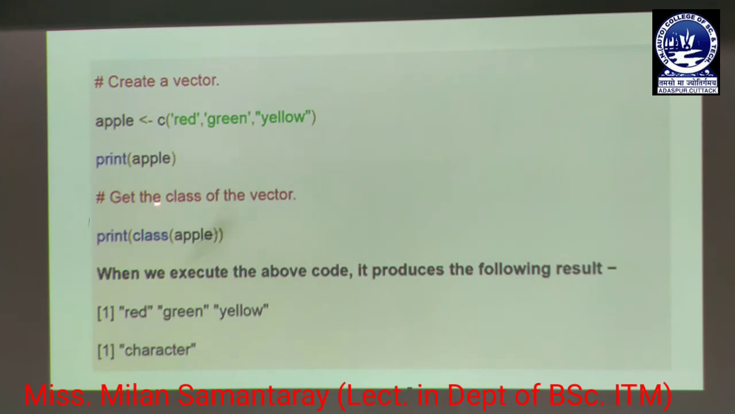But when we write in this format, print class of apple, then it will display the class of the values we have entered into this variable. That means these are the values which come under the class character. So, it will display the character. It will not display these values red, green and yellow. Okay. So, you have to remember these things also.